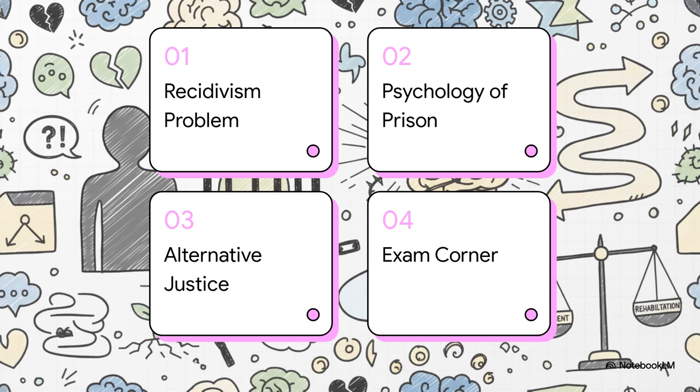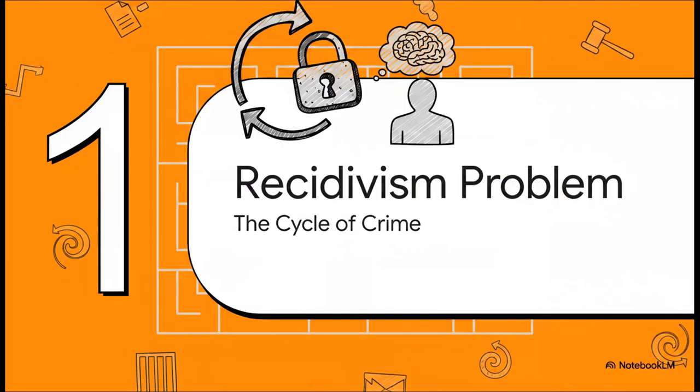We'll kick things off with the recidivism problem. Then we'll dig into the psychology of prison, followed by alternative justice methods. Finally, we'll wrap up in the exam corner to put all this theory to the test. All right, let's jump straight into Section 1, the recidivism problem.